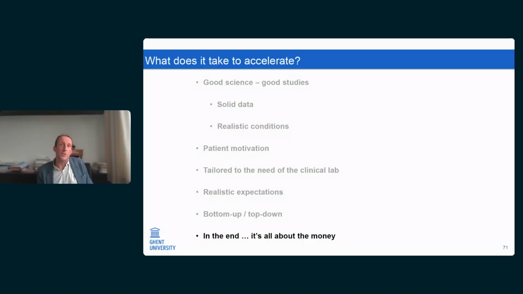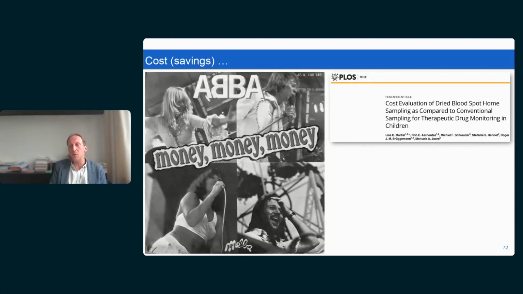And with that, I've come to the last point of this list. In the end, and you could look at it from a negative or a positive point of view, it's all about the money. Like I already said, it's not necessarily a negative point of view. For instance, there's been a publication that showed that from a cost evaluation perspective, dry blood microsampling at home, as compared to conventional sampling for TDM in children, was really cost beneficial.